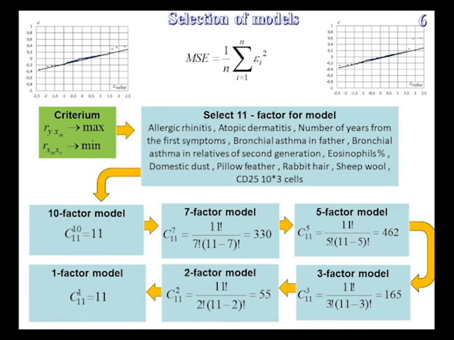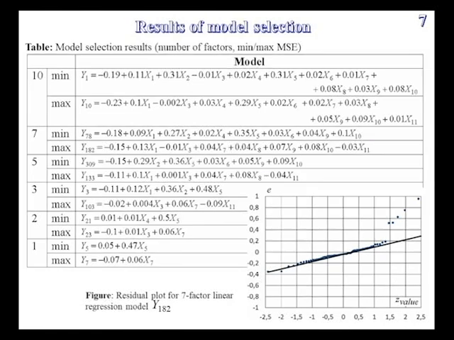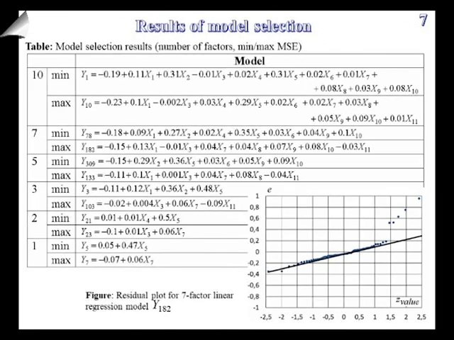As a criterion for comparing models, we will use the MSE value. 1, 2, 3, 5, 7, and 10 factorial linear regression models are considered. 11 factors were used to build regression models. As a result of selection from a variety of models with the number of regressors equal to 10, 7, 5, 3, 2, and 1, the model with the highest and lowest MSE values was selected. The results of the choice of models are presented in the table. When building linear regression models, outliers were removed from the original dataset.